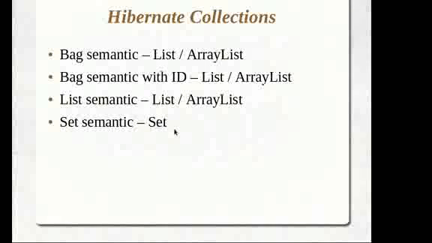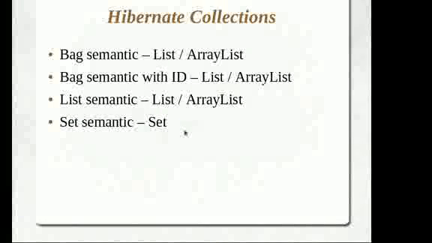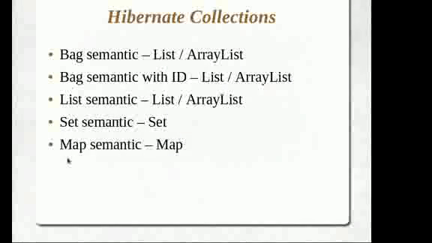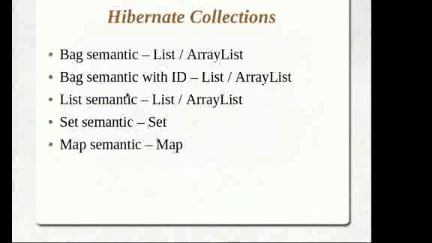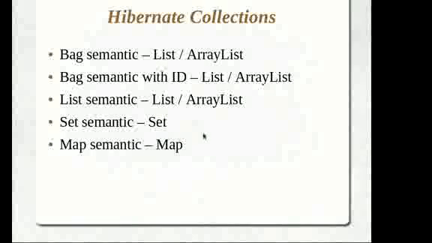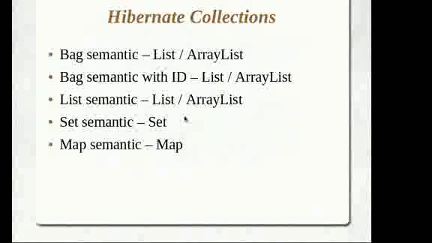We've seen a set. This is similar to a set data type in Java, so I'm not going to go into much detail. And then finally a map. Again, this is similar to a map data type in Java. You don't have to actually worry about the semantics. What usually happens is you'll be working on one of these data types. You'll probably have a list of objects, a set of objects, or a map of objects. So Hibernate is using one of these semantics behind the scenes in order to maintain the collection.